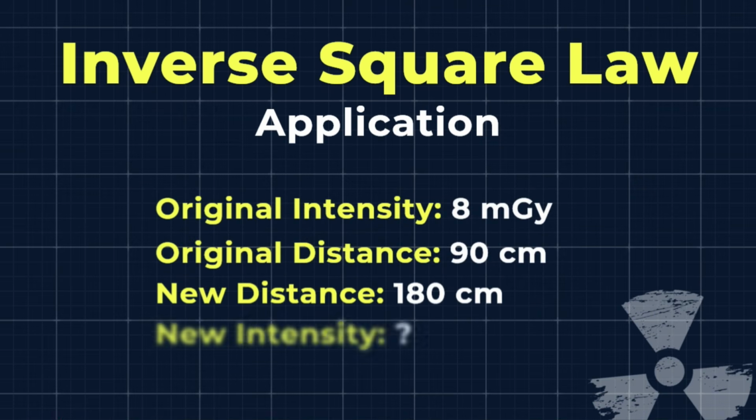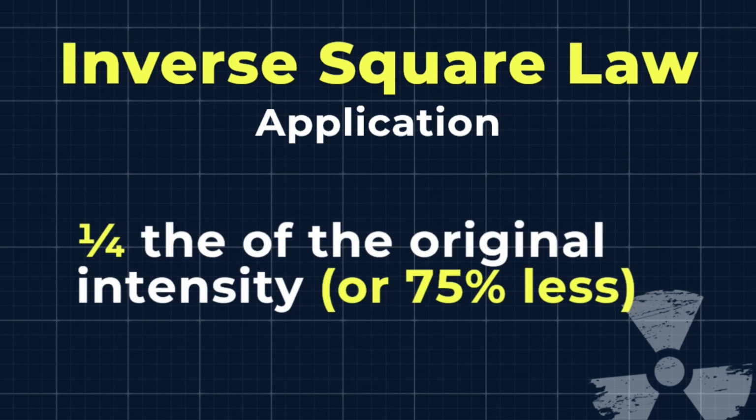For example, if the exposure is 8 milligrays at 90 centimeters and you move to 180 centimeters, you doubled your distance. Since doubling the distance reduces the exposure to 1/4, the new exposure you would receive is 2 milligrays, which would be 1/4 of the original 8 milligrays you would have received.